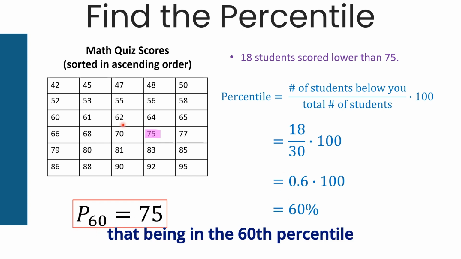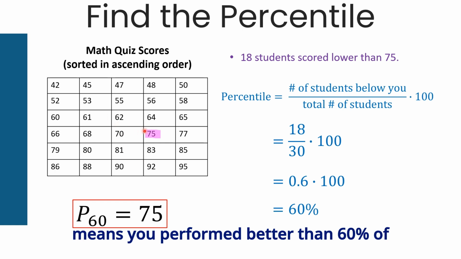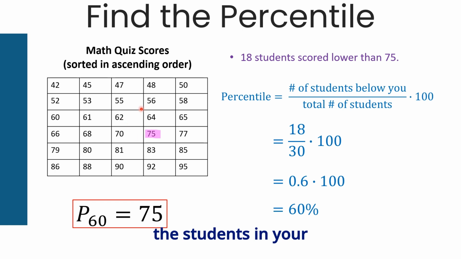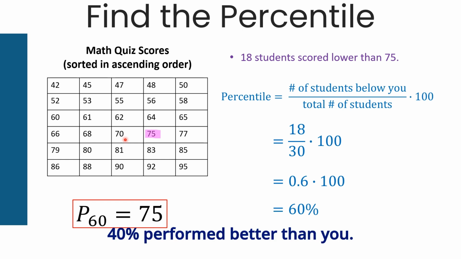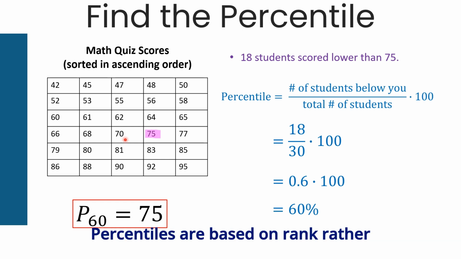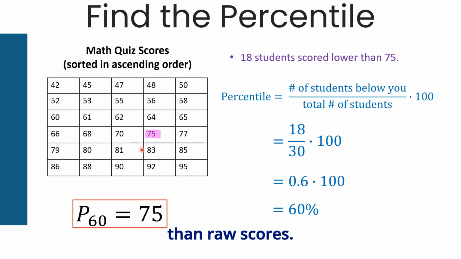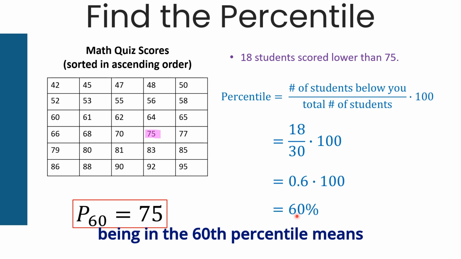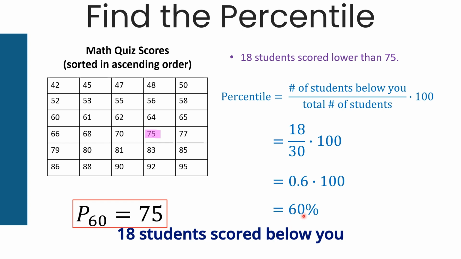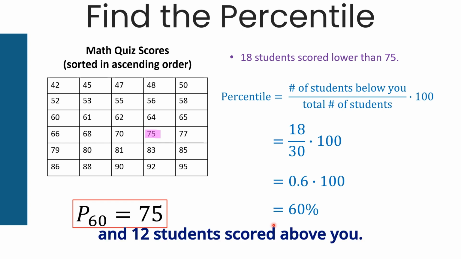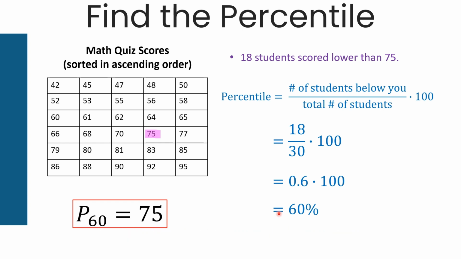So this means that being in the 60th percentile means you performed better than 60% of the students in your class, or that 60% of students scored at or below 75, while 40% performed better than you. Percentiles are based on rank rather than raw scores. For example, if there are 30 students, 60% of 30 is 18. So being in the 60th percentile means 18 students scored below you and 12 students scored above you.